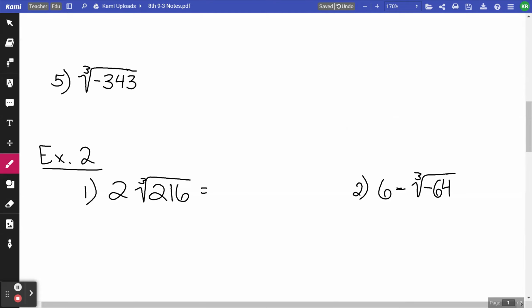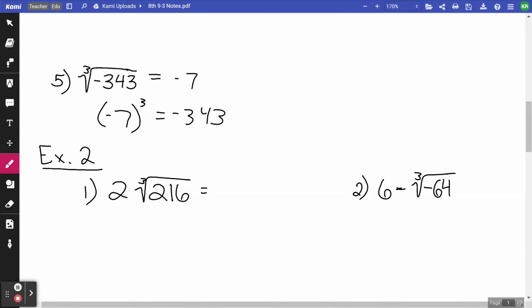Finally, the cube root of negative 343. If we think about that, negative 7, oops, not 3, negative 7 cubed equals negative 343. So that means this is negative 7.